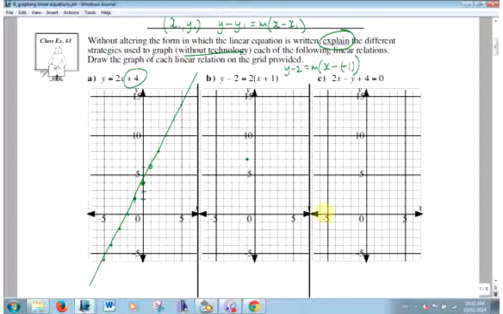There's the point, right? Oh, why am I up here? There we go. Minus 1, 2. All right.